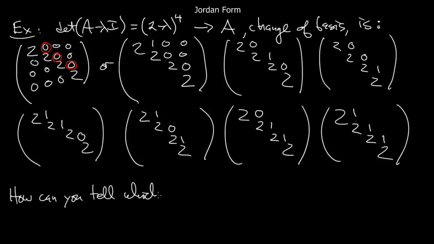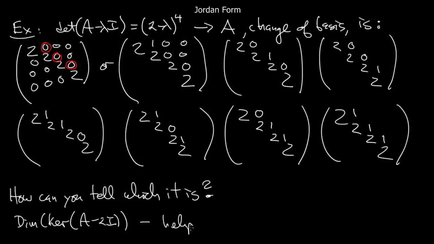And one of the questions is, how do you tell which it is? If I give you this matrix and I say that its characteristic polynomial is that, how do you tell whether it's diagonalizable? And if it's not diagonalizable, which of these things can you convert it to with a change of basis? Well, the main thing is you can look at the dimension of the kernel of A minus 2I. And that will tell you mostly which of these situations arises. So let's look at that.